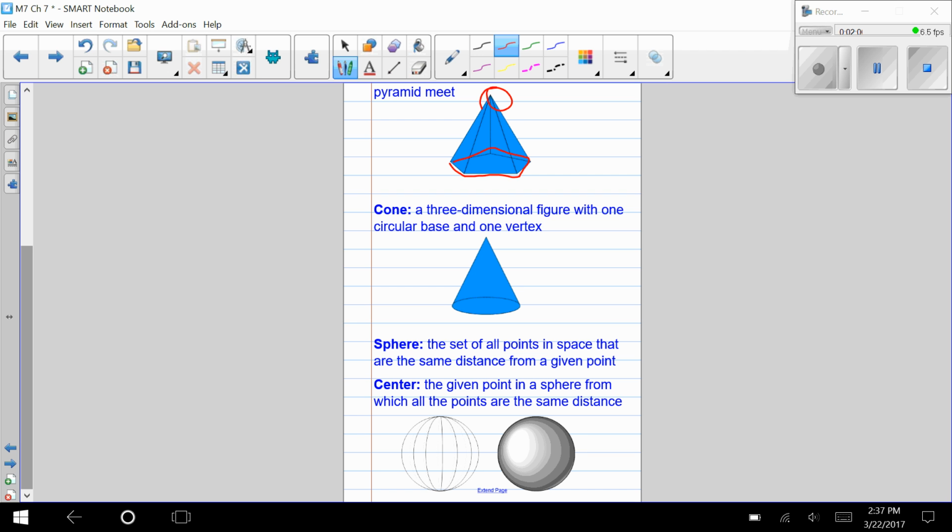A cone is a three-dimensional figure with one circular base and one vertex. It's just like a pyramid, except that it has a circle as its base. A sphere is the set of all points in space that are the same distance from a given point. We call that given point the center. So it will be right in the middle of my sphere.